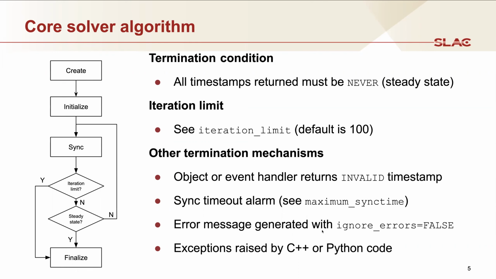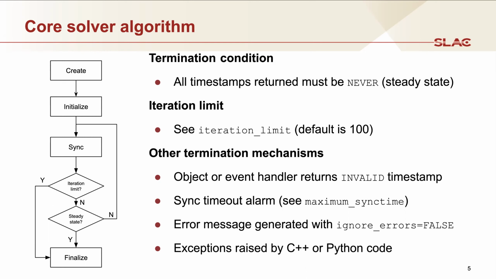And then any error message which is generated while the global ignore errors is set to false would also cause an exit of the main loop. And of course, any exceptions raised in C++ or Python code would cause the main loop to exit as well. These would each be associated with some kind of an error message.